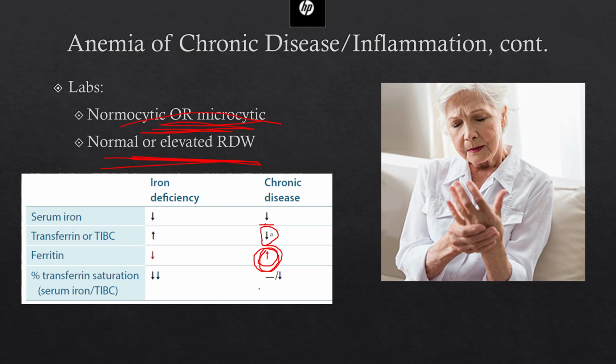And your transferrin saturation, or your percent saturation, this will make sense to you. It's going to be low because you just have very little serum iron. So your transferrin is not going to be in the bound state. It's going to be free. So you have a lot of room for it to bind. Therefore, you have low transferrin saturation, or percent saturation.